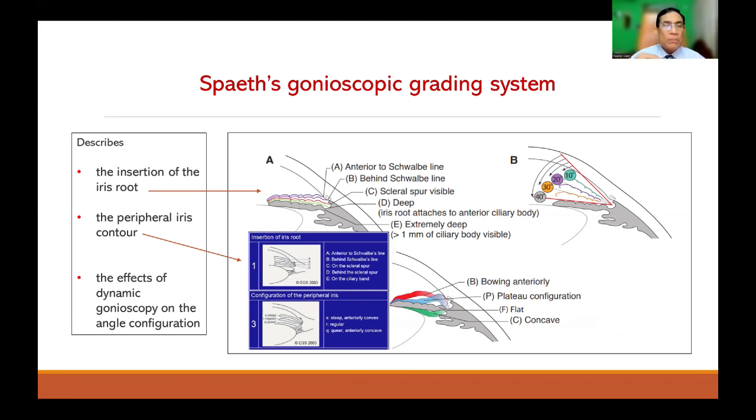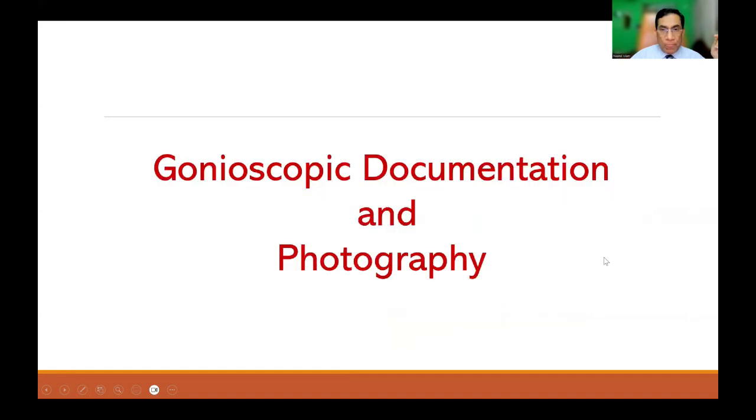And another is the effect of the dynamic peripheral iris contour. Is its contour convex or not? If it's convex going anteriorly, it is plateau configuration. That is the sine wave sign, the double hump, a hump here and a hump here. So this is the humped angle. So the plateau configuration, or it is flat normally, or it is concave, sometimes in pigment dispersion. So these are the different ways the classification can be done, as Spaeth showed.